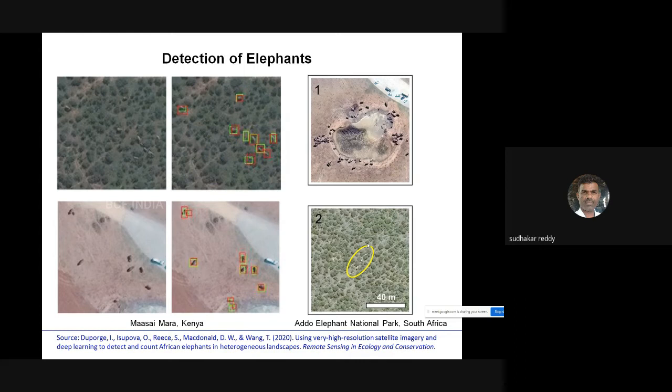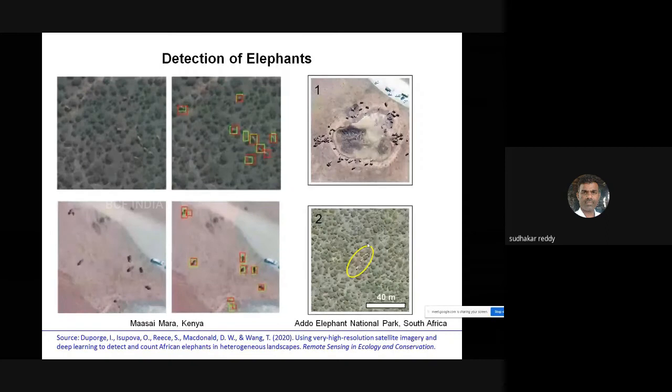As Africa is mostly a savanna type of ecosystem, they developed an automated algorithm using deep learning techniques, and they implemented it in Kenya, and later they validated the results by selecting another area, that is Addo Elephant National Park in South Africa. They found reliable results in utilizing high resolution images for the count or census of elephants.